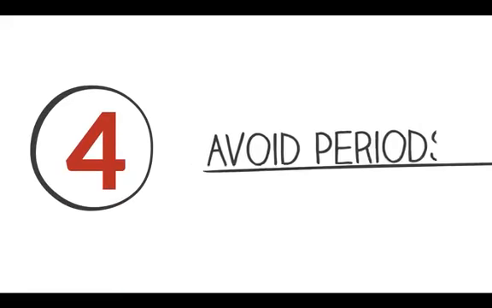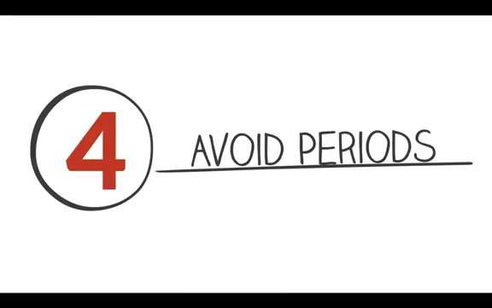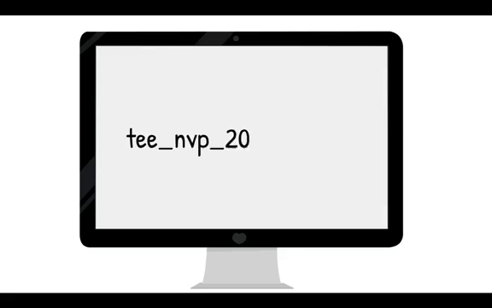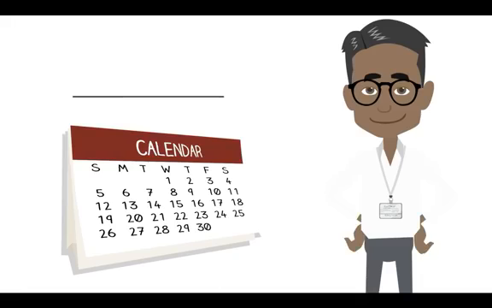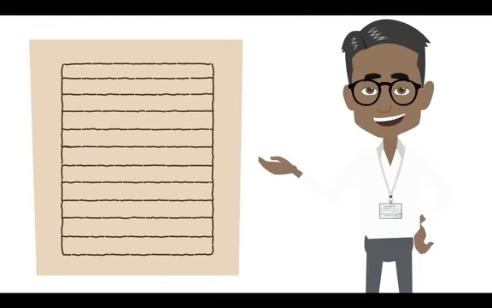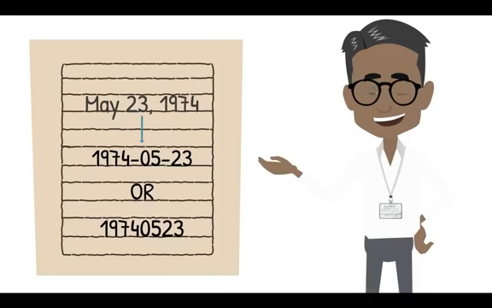Tip number 4. Do not use a period in a file name. Computer scripts will recognize the period as the symbol that introduces the file format type. Use a period only to set off the file format from the rest of the file name. Tip 5. Dates should follow the International Archival Standard. This format gives the year using 4 digits, followed by 2 digits for the month, followed by 2 digits for the day. For example, May 23rd, 1974 would be written as 1974-0523, with or without dashes.